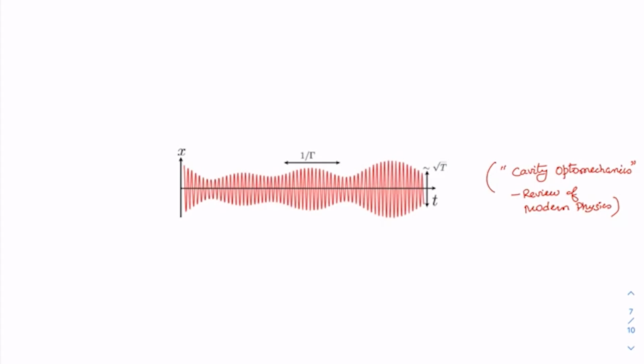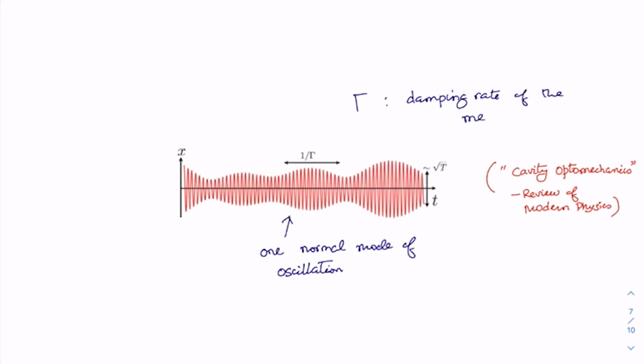Now you see the mirror is oscillating with an eigenmode. I'm just considering here only one eigen or normal mode of vibration of the mechanical oscillator, and here this gamma refers to the damping rate of the mechanical oscillator. Somewhere we have taken gamma m like this, but it is the same thing.